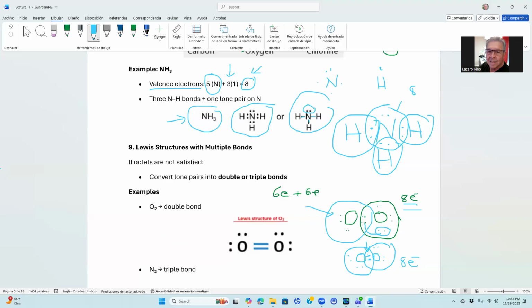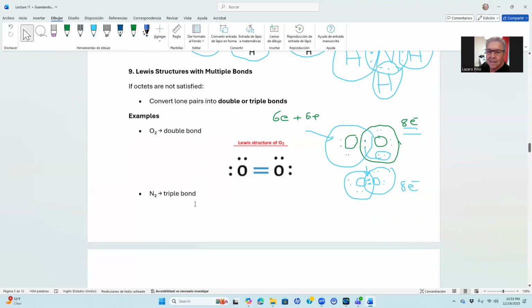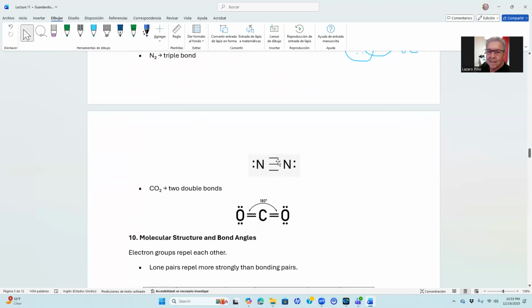Then you can now explain the same thing with nitrogen. With nitrogen, you make a triple bond. If you go step by step, you will see that the triple bond will satisfy both atoms, because 2, 2, and 2, and 2 is 8, and 2, 2, 2, and 2 is also 8. Then both are good with the octet rule.